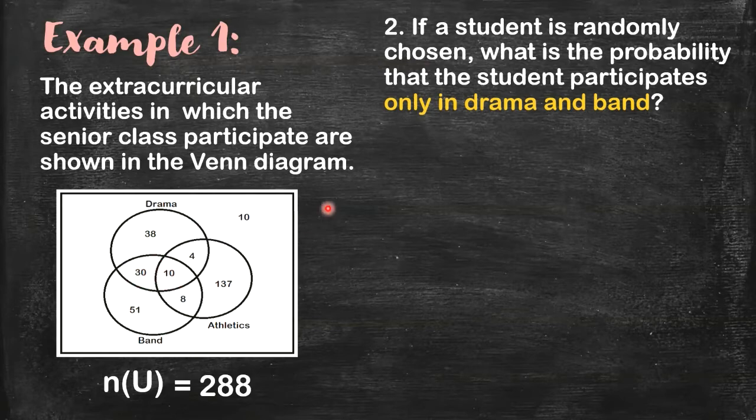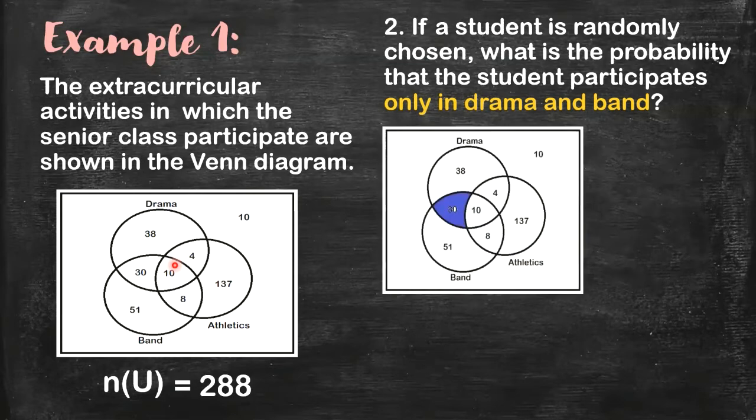Right? Pero, sabi dito, only in drama and band. So, we don't take this number, yung 10, hindi natin pwede ito isali. Kasi itong number na ito, yeah, gusto rin niya ang drama and band, pero gusto rin niya ng athletics. So, hindi siya pwede kasi dapat only in drama and band. So, we only consider this number. So, that's why the Venn diagram that will represent this particular problem is this one. Now, since this shaded portion here is not D intersection B, hindi, right? Kasi hindi natin sinama yung 10. Wala tayong pangalan para dito sa set na ito.